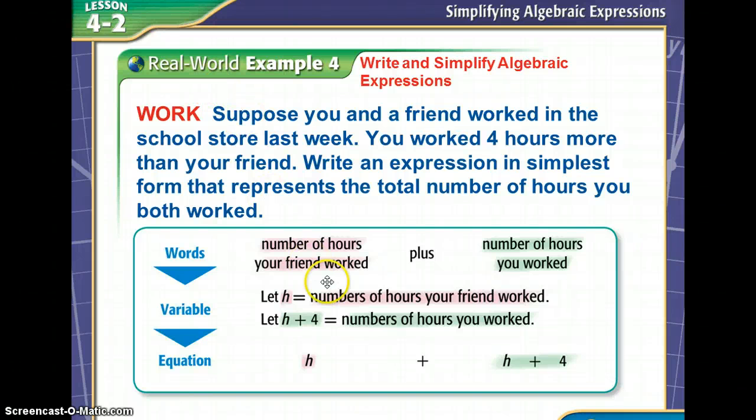Okay, so here they are writing everything out. In words, you're taking your friend's hours plus your hours. We don't know how many hours your friend worked, so we're letting that be the variable h. We know that you worked 4 more than your friend, so I'm replacing the number of hours your friend worked with h, and the number of hours you worked with h plus 4.